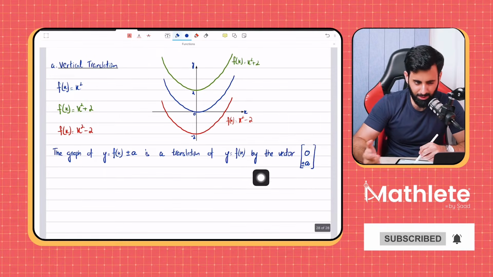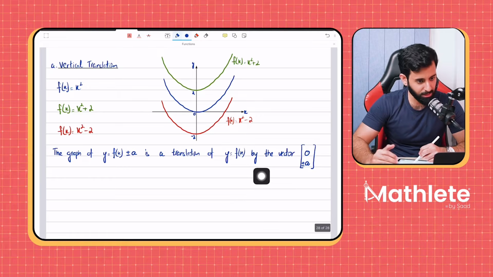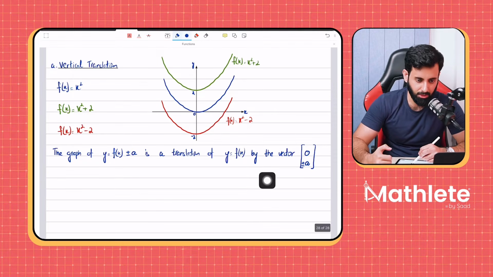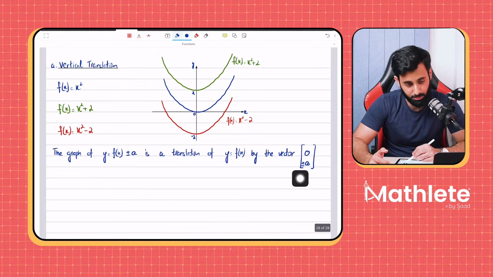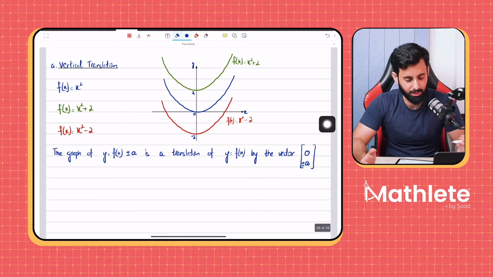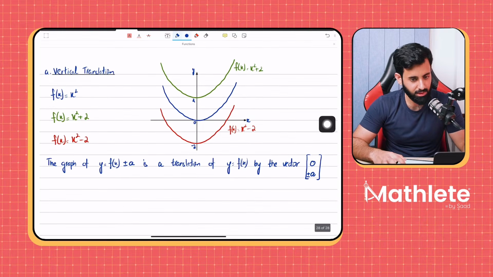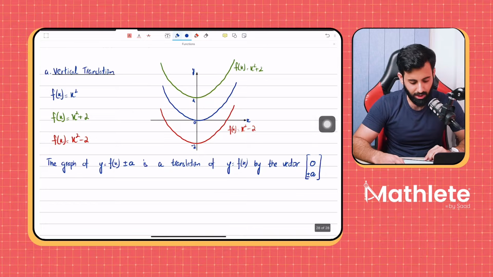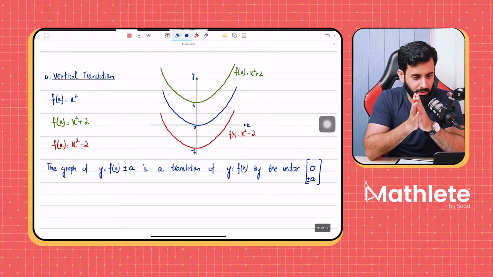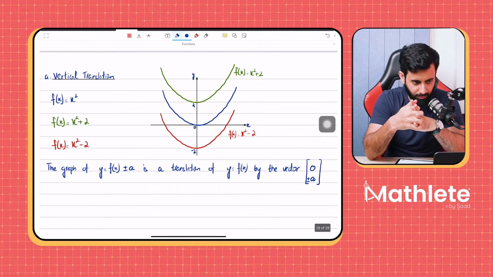Now, this doesn't mean that it's always going to be both plus as well as minus. It could be plus, it could be minus. If it's moving up, it's plus. If it's moving down, it's minus. That's how we decide. So this is your vertical translation. Again, as always, take a good look at it. Let me know if you have any questions.